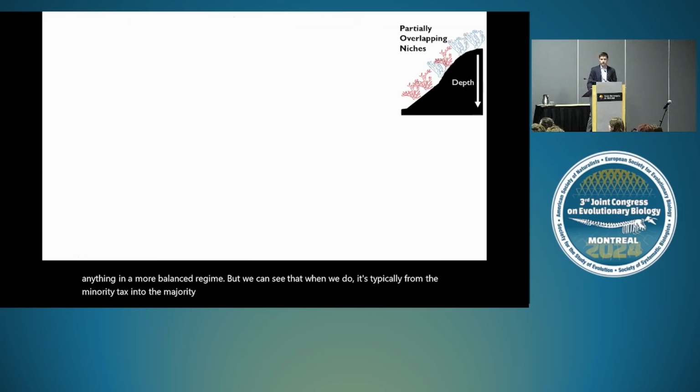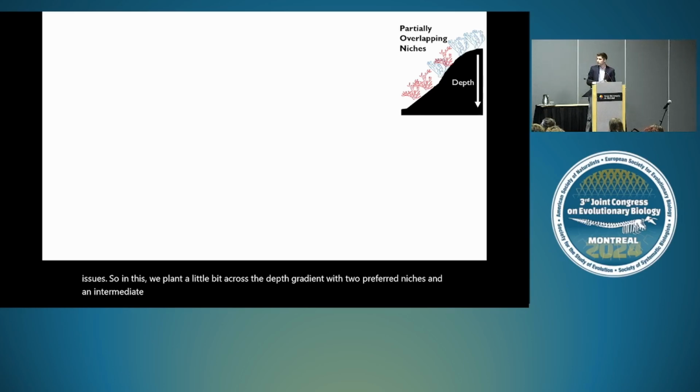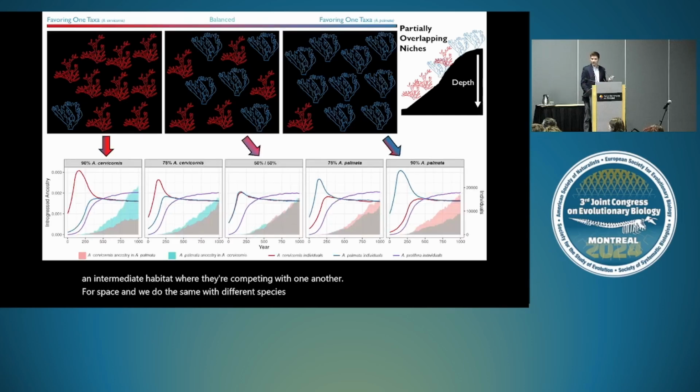But this changes when we look at partially overlapping niches. In this, we plant a little bit across the depth gradient with 2 preferred niches and an intermediate habitat where they're competing with one another for space. And we do the same with different species ratios. And these are those same plots.